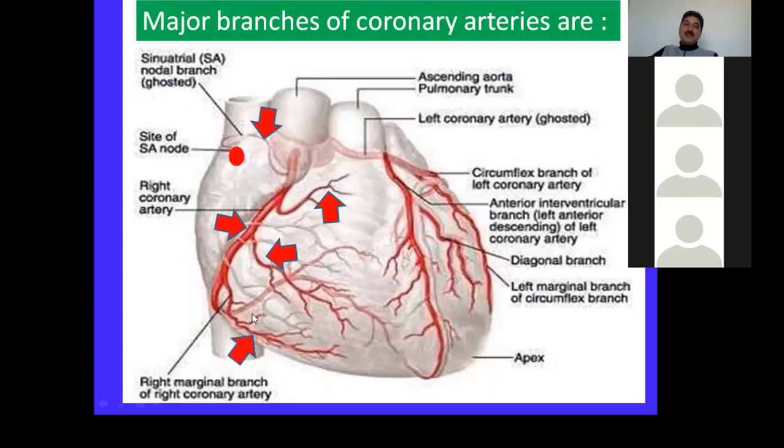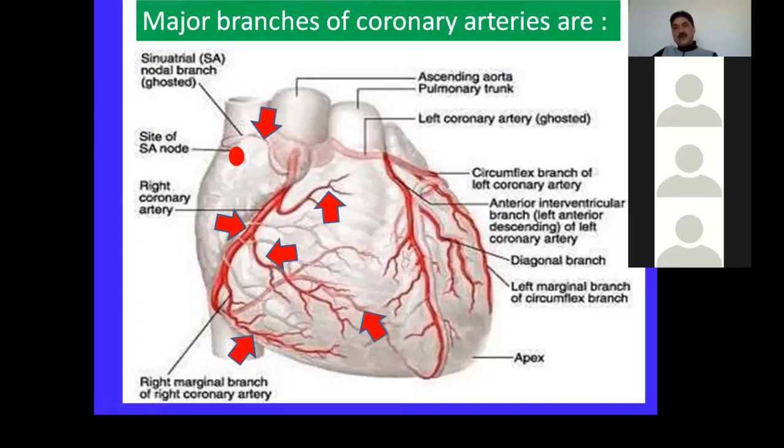Then there is the largest branch, which we call the marginal artery. This marginal artery proceeds towards the apex of the heart and supplies the apex of the heart. After that, we have the posterior interventricular branch, which is present in the posterior interventricular sulcus. It's also called the posterior descending coronary artery. But before this vessel is given, an important branch is given which goes to the AV node. So the AV node is always supplied by the right coronary artery.